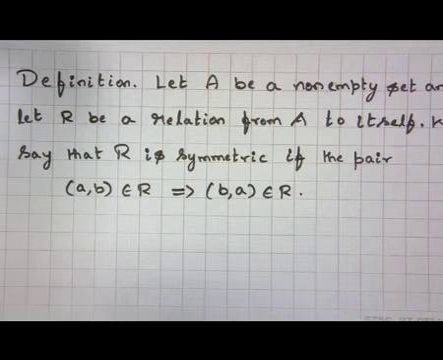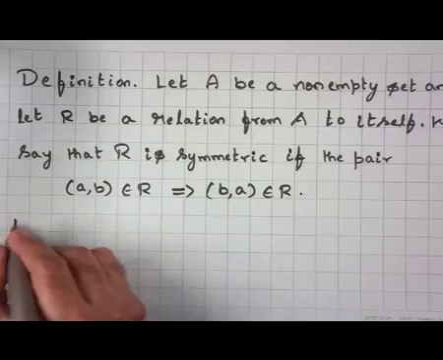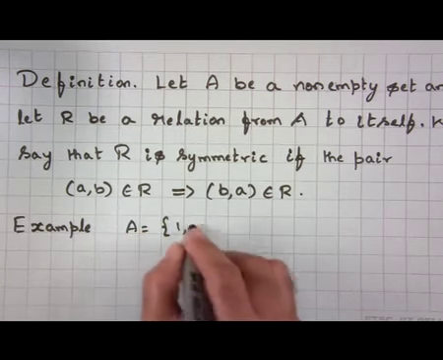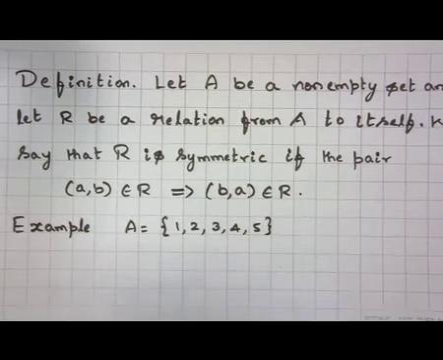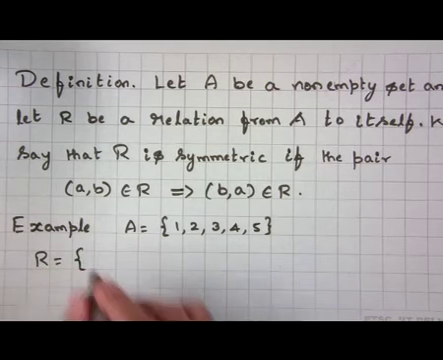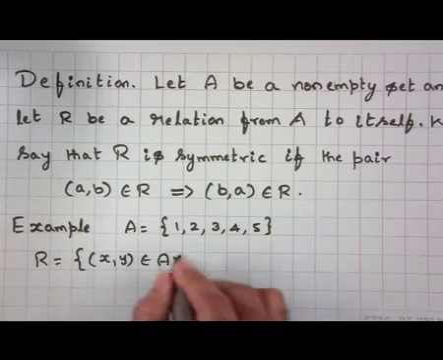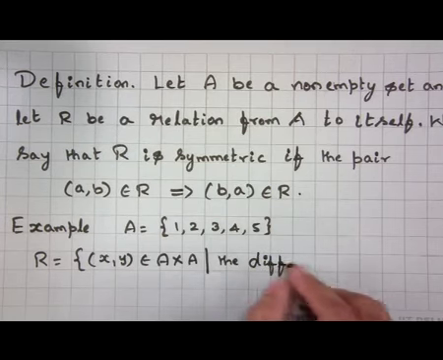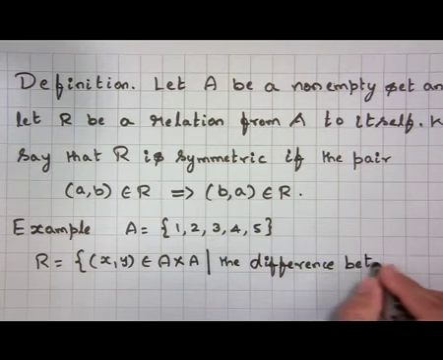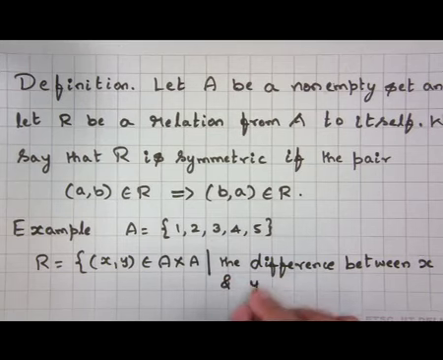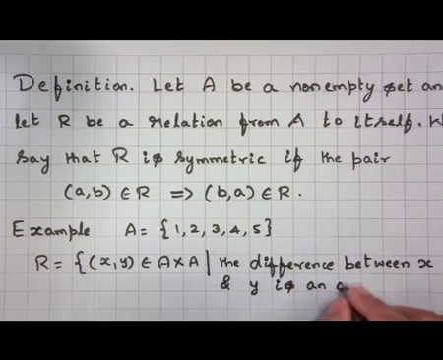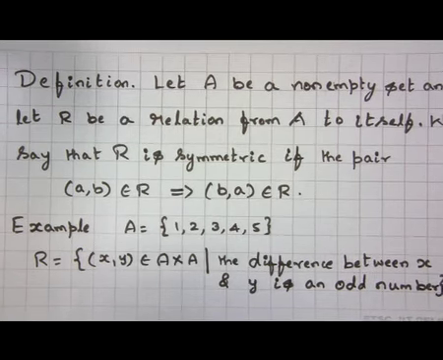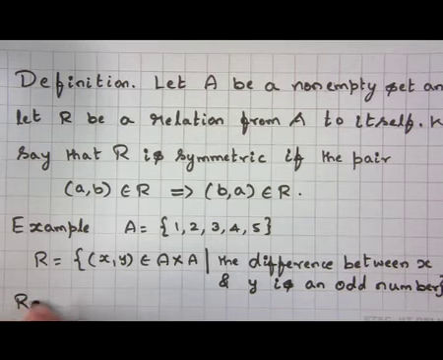Let us also review the same example that we saw last class. The set that we had was 1, 2, 3, 4 and 5. R is all those x comma y from A cross A with the condition that the difference between x and y is an odd number. We wrote the set R explicitly. Let us write this R again.